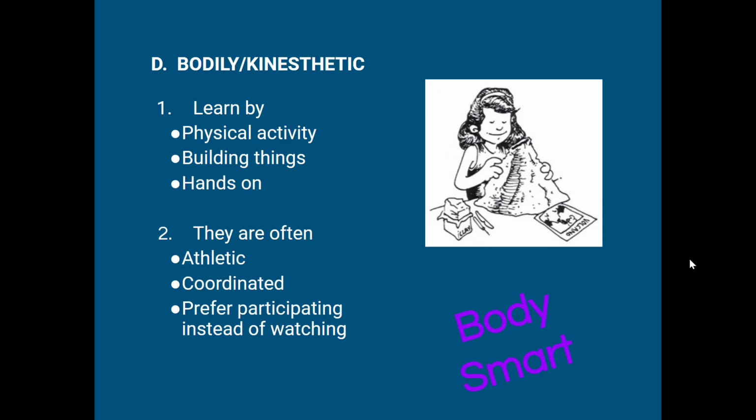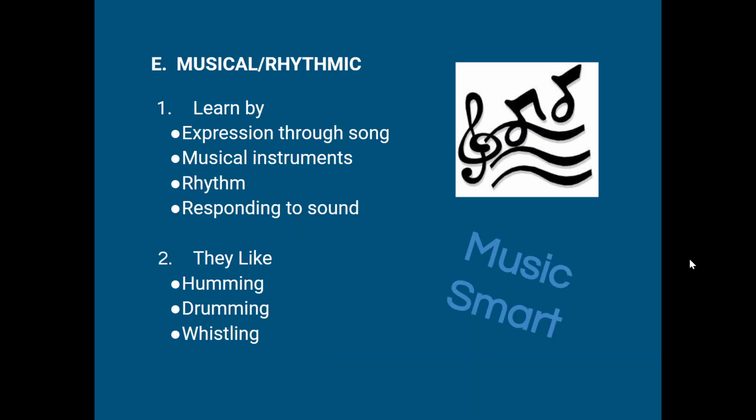Those that are bodily kinesthetic intelligent or body smart are often, not always, often athletic, coordinated, and you prefer participating instead of watching. You would really rather do a hands-on lab or something like that to learn something. And so, like I said, if this is your top category, you are considered body smart.